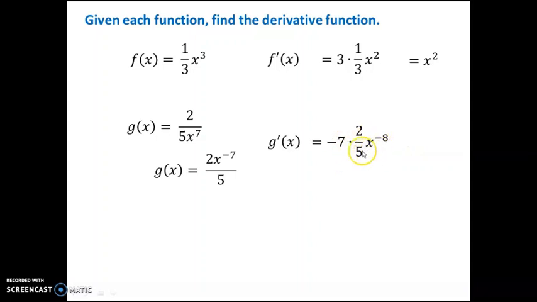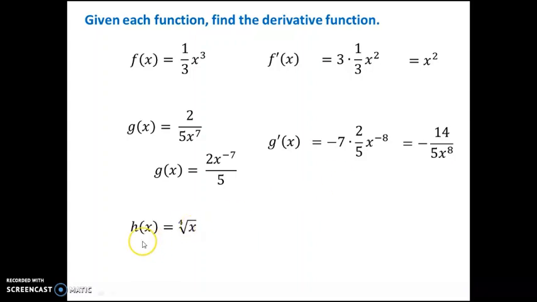This can all kind of combine into this. This -7 times 2 is 14. There's a negative sign there in front. The 5 is there. The x to -8 also dropped to the bottom of the fraction because, again, we don't want to keep negative exponents. We're going to rewrite it like this. Hope this is jogging your memory. Let's look at one more.